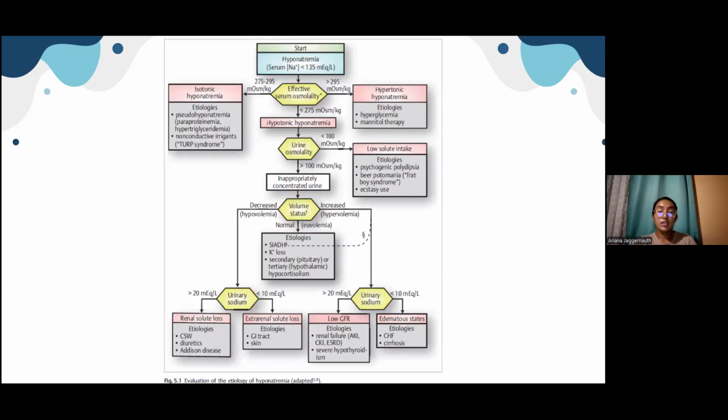This here is just a flowchart, basically discussing what I just outlined. Firstly, identify that the patient is hyponatremic, and then determine the effective serum osmolality. If the serum osmolality is less than 275, then we know that the patient is hypotonic and hyponatremic. Then we go on to assess the urine osmolality. Is it greater than 100? Then we know that the patient has inappropriately concentrated urine. So then assessing the volume status: are they hypovolemic or hypervolemic, or are they even euvolemic? If they are euvolemic, then that suggests SIADH, potentially potassium losses, or even secondary causes.